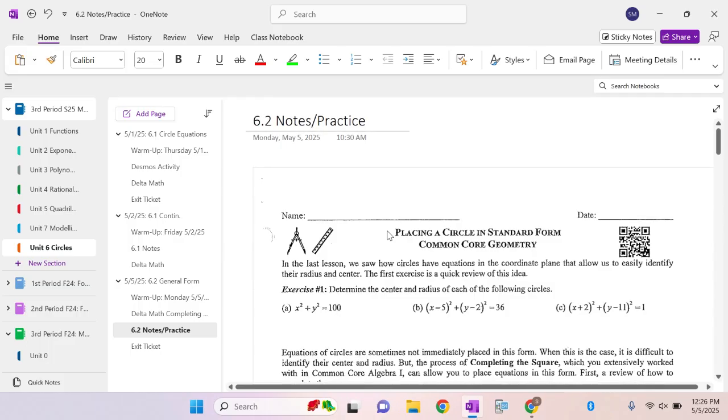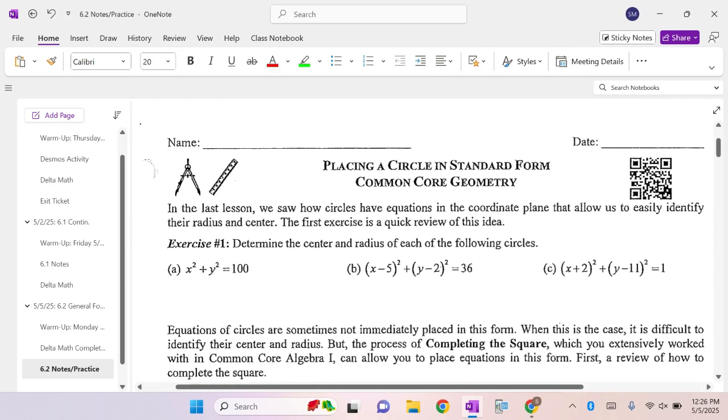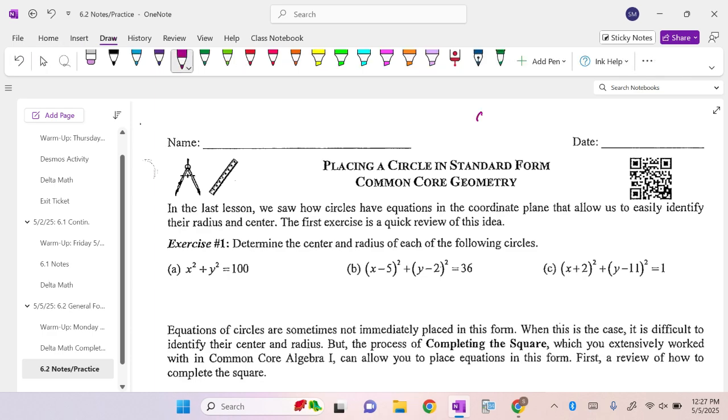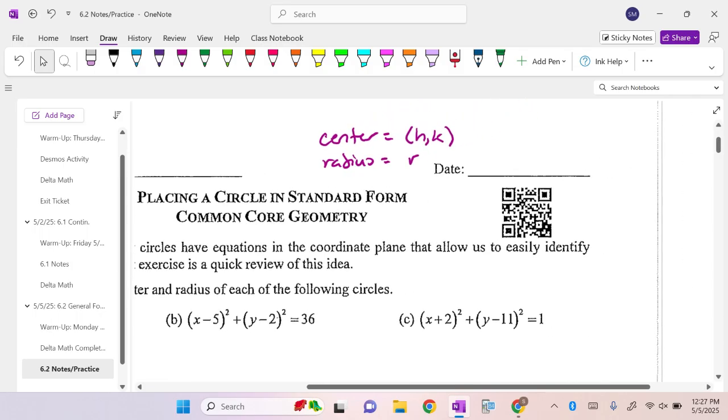So, what we are doing today is taking what we just learned with completing the square, and we're going to be looking at a different form of a circle equation. Last week we talked about the standard form. Typically, if we have a center that is equal to the point (h, k) and a radius equal to r, what was my equation for a circle? What did it always look like?